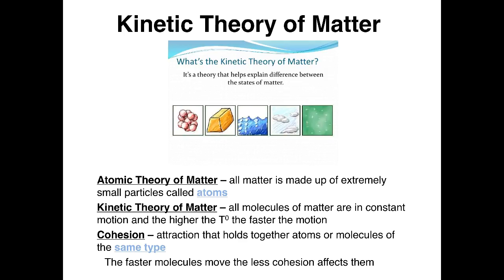Kinetic theory is a theory that helps to explain the differences between the states of matter, that is, between gas versus liquid versus solid. And we'll talk about that some more in future slides.